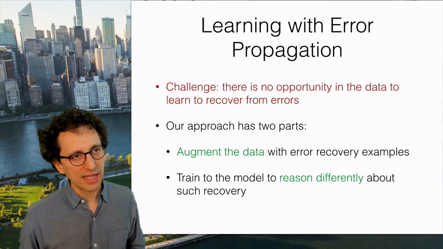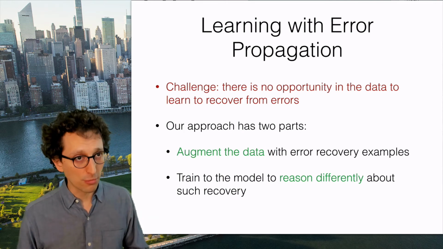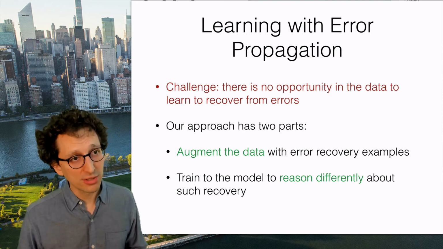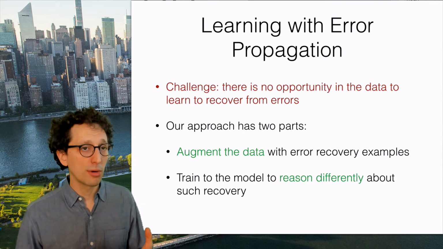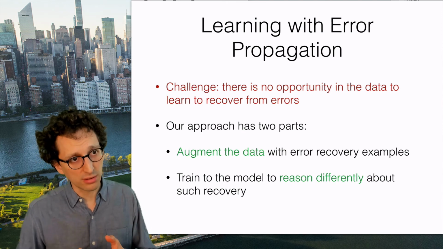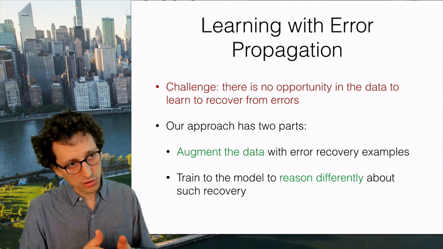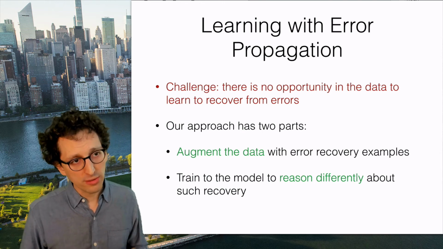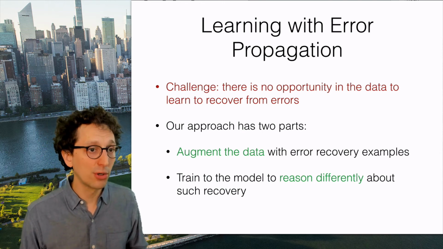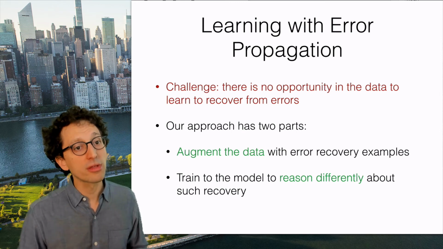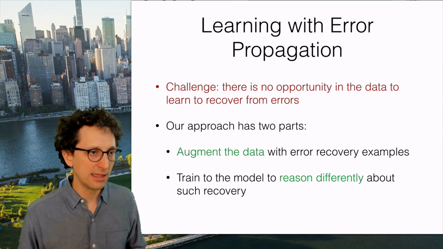A key challenge, and this is something that I want to focus on a bit more, is that there is actually no opportunity in the data to learn to recover from errors. We want to learn to recover from errors where there is error propagation between instructions in sequence. If we fail to execute a specific instruction, we would still like to have a chance at executing the next instruction, even though we are starting from the wrong start state. So our approach has two parts. We augment the data with these recovery examples, and we train the model to reason differently about these examples so as not to sabotage the learning of the language.